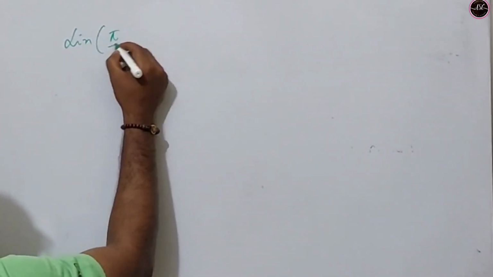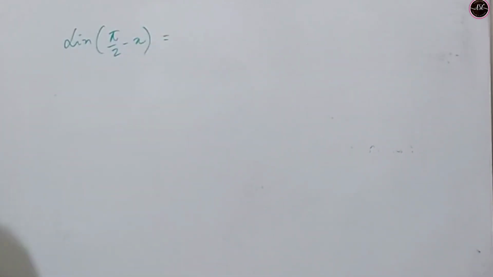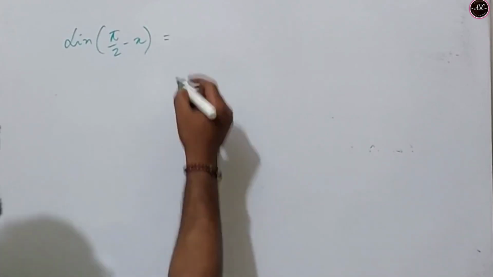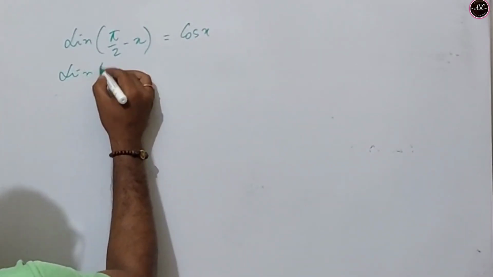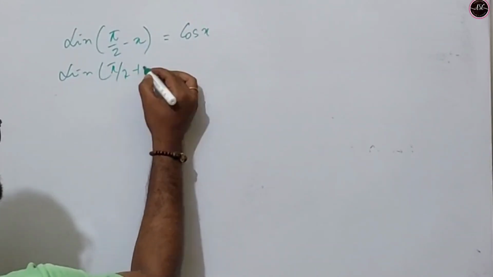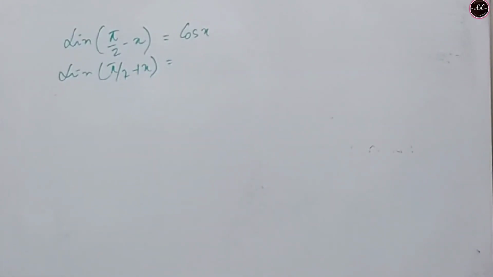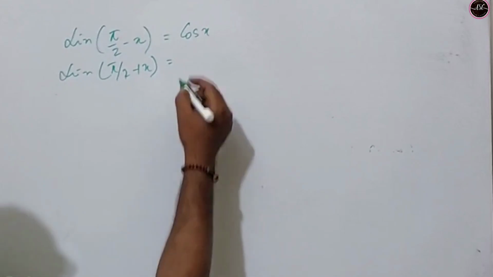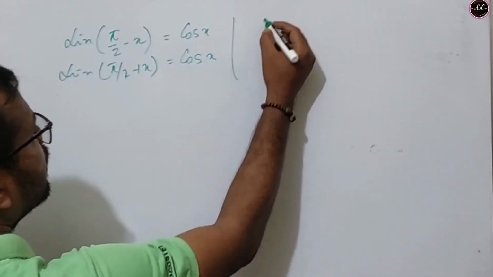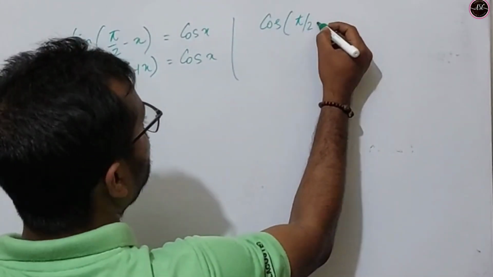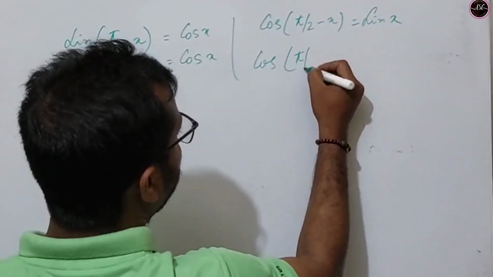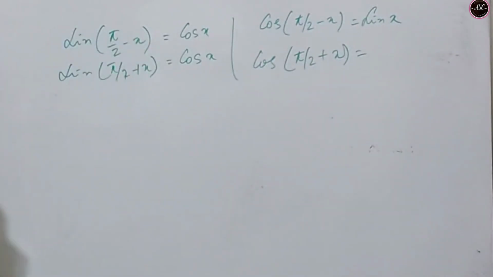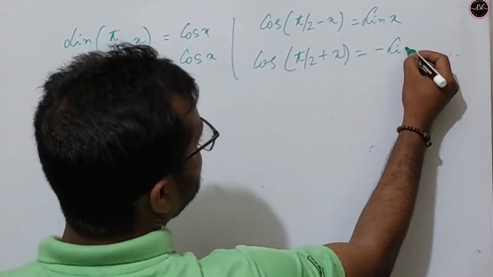Now sin of pi by 2 minus x equal to what will be the value? We have previously learned cos x. Sin of pi by 2 plus x, that is 90 plus x, means cos x. Now cos of pi by 2 minus x equals sin x, and cos of pi by 2 plus x, what will be the value? Just answer. Minus sin x.